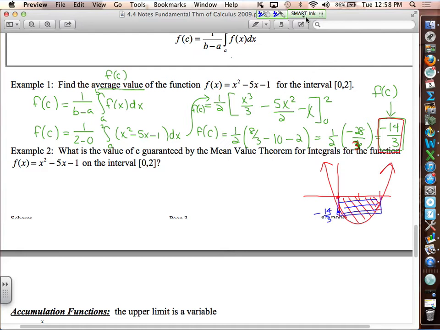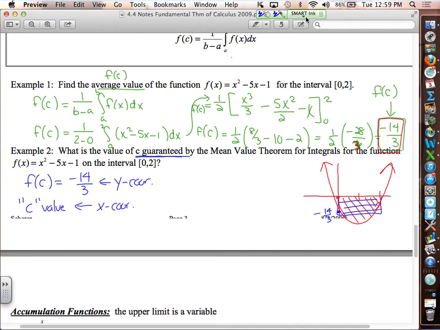So the second part then, sometimes, and this is not asked as often as the average value, because for the average value there's lots of application problems. Sometimes they'll ask, what's the x-coordinate, the c value that's guaranteed by the mean value theorem for integrals? So what is the x value that corresponds with that y value of negative 14/3? So my f of c, negative 14/3, that's my y coordinate. The c value is just asking for the x coordinate that goes with that y coordinate.